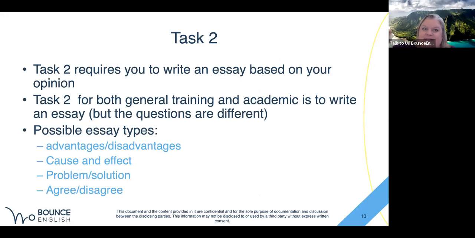But the task itself is the same whether you're taking general training or academic, and that is to write an essay based on your opinion. Okay, Task 2 has some different essay types you might be asked to write. So you might be asked to write about advantages and disadvantages. You might be asked to write about cause and effect. You might be asked to write about problem solution, or you might be asked to write about whether you agree or disagree. And this task is what we are going to spend most of our time today discussing.